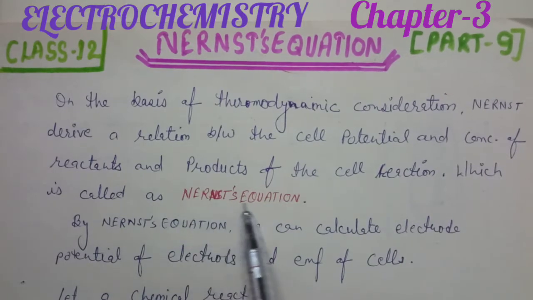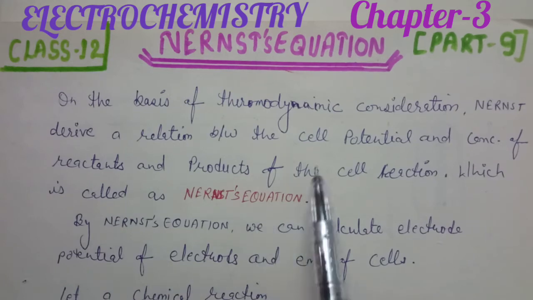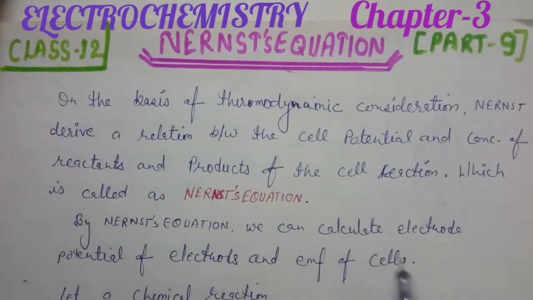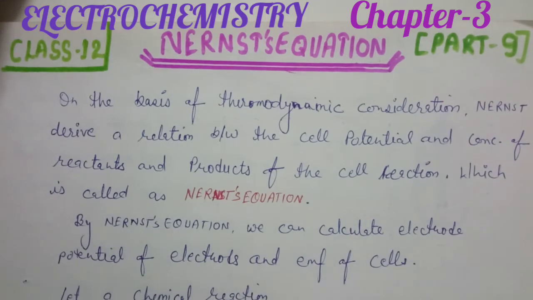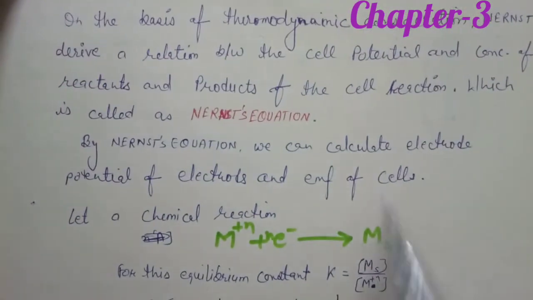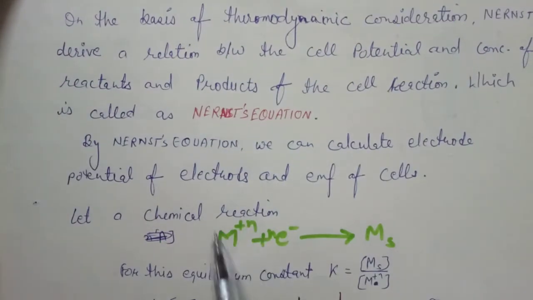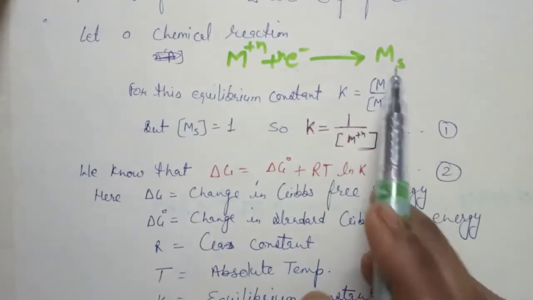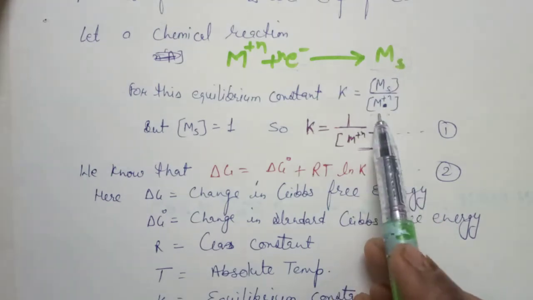The Nernst equation is a very important equation to calculate the cell potential of the cell and the electrode potentials of the electrodes. By the Nernst equation we can calculate the electrode potential of electrodes and the EMF of the cell. Let a chemical reaction, a reduction reaction, be M^n+ plus n electrons giving M solid, M(s). For this reaction, the equilibrium constant K will be equal to [M(s)] upon [M^n+], according to the law of mass action, concentration of product upon concentration of reactant.